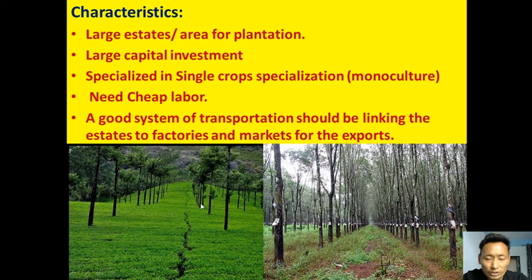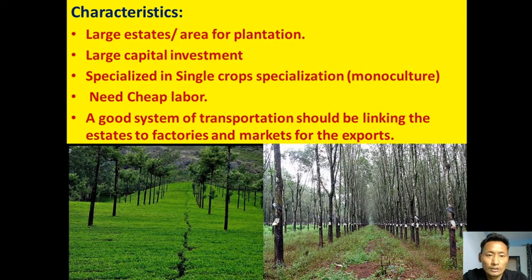They need very cheap labor in order to do plantation agriculture. Why? Because we have to compete with the product in the international market. So in order to compete in the international market, we need very cheap labor.